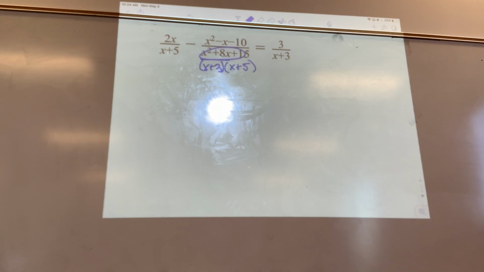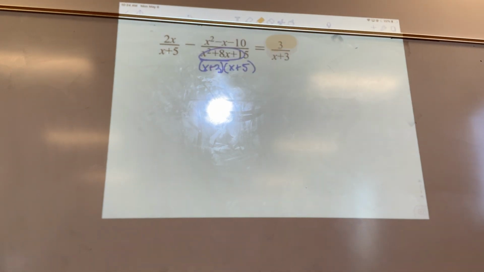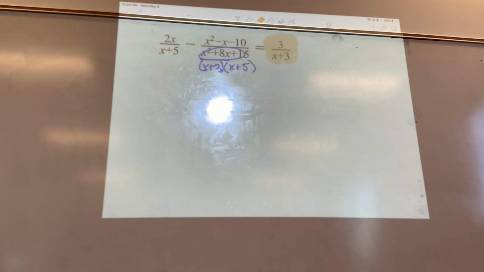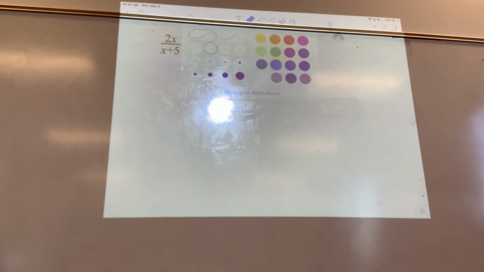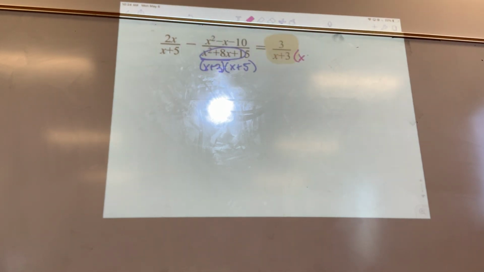Okay. So then, let's use a different color. What does this fraction need? What does Stacy need? X plus 5. Cool. All right, and then what does Phyllis need? X plus 3. Like that. Perfect.